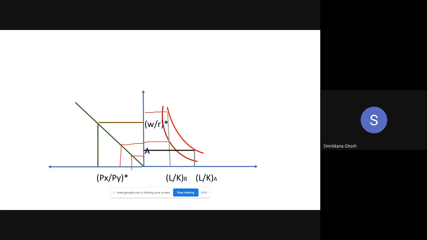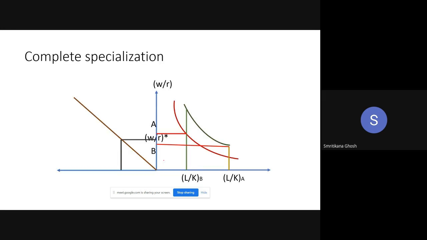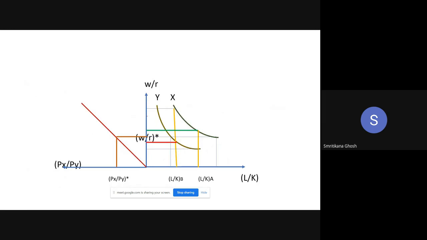Say W by R star is here, and you have a diagram like this. You look in this diagram, you have an overlapping zone, no? Because this is the diagram where I introduced the concept of overlapping zone. So this is the overlapping zone from green line to red line. But say your W by R star is here. Then you have an overlapping zone still, but country A will go for complete specialization. So this is another possibility.